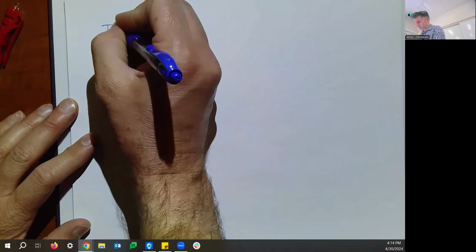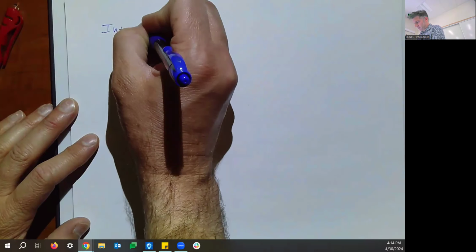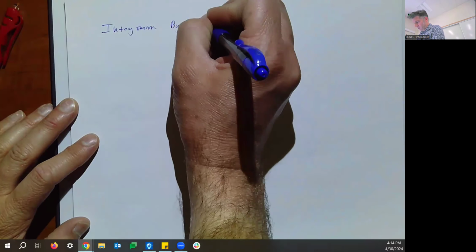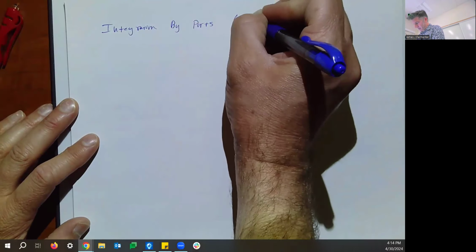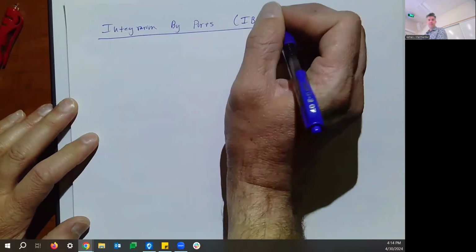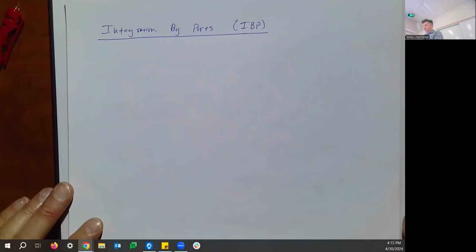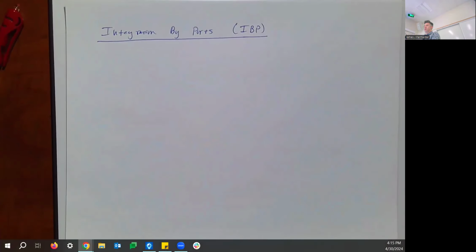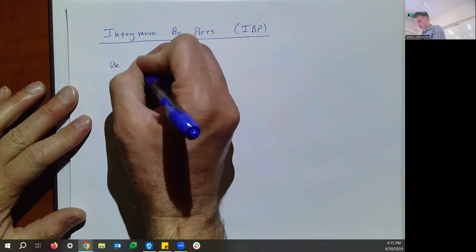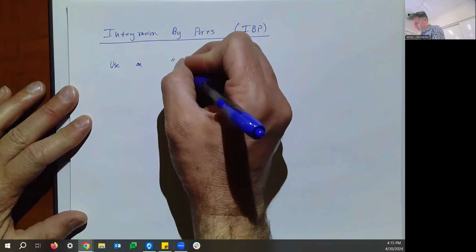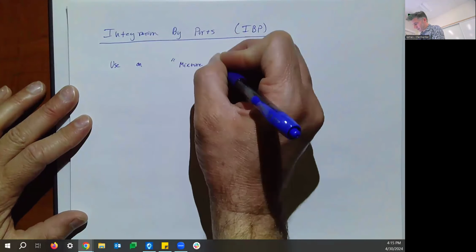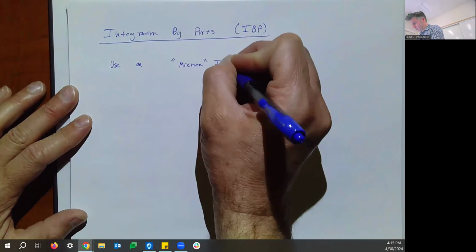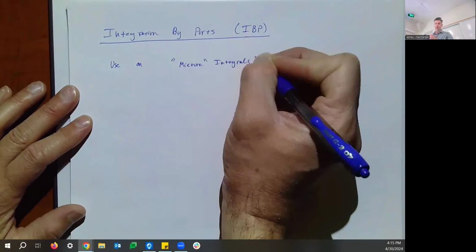Integration by parts, which is often abbreviated as IBP. What I would say about integration by parts is that it is almost exclusively used on what I usually refer to as a mixture type of integral. So we use it on mixture integrals, meaning you have two types of functions multiplied together.